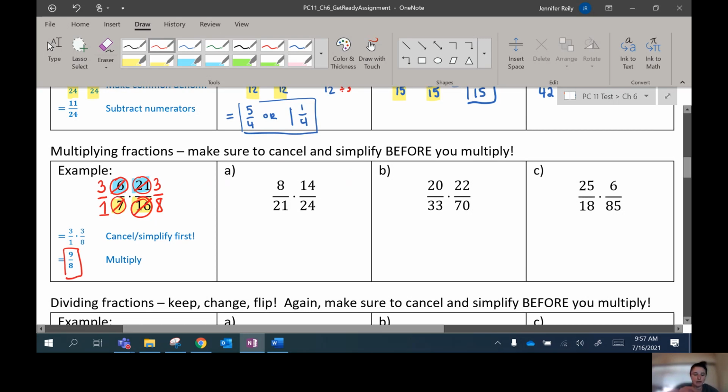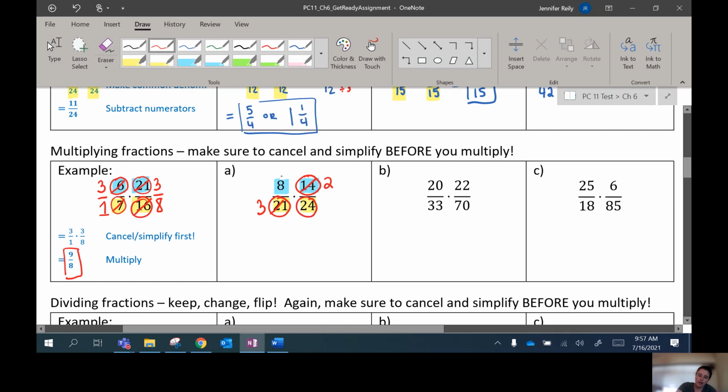Okay, so again, pause this anytime and try yourself, but I'll go ahead and do these again. Let's have a look at the 21 and the 14 first. These can both be divided by 7, just like in the previous example. So 21 divided by 7 is 3, and 14 divided by 7 is 2.